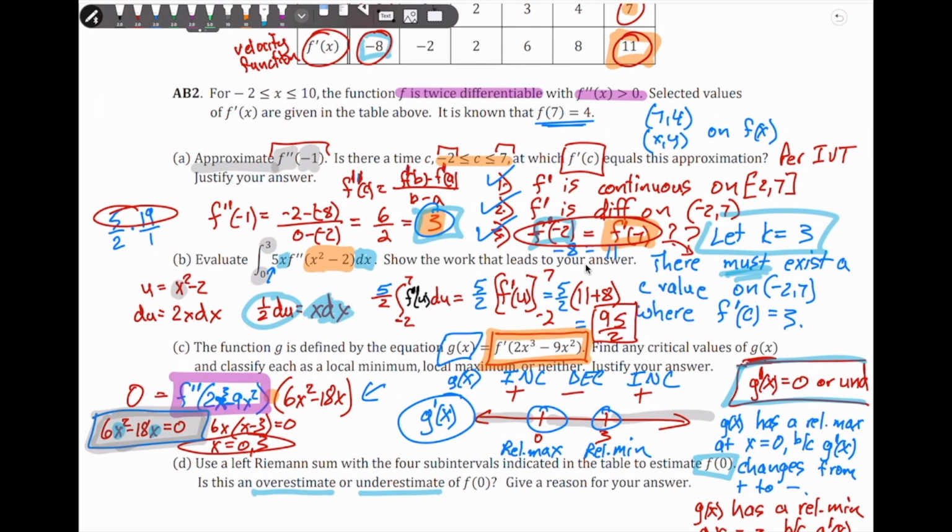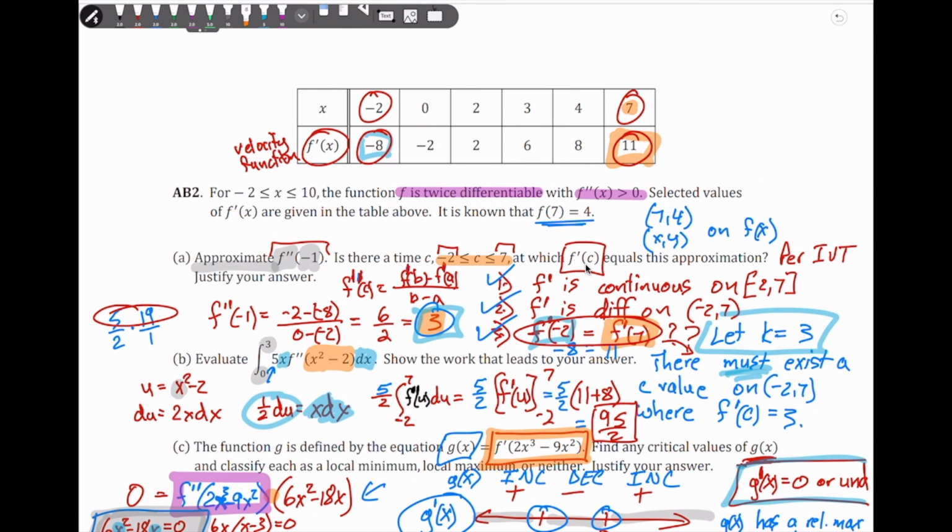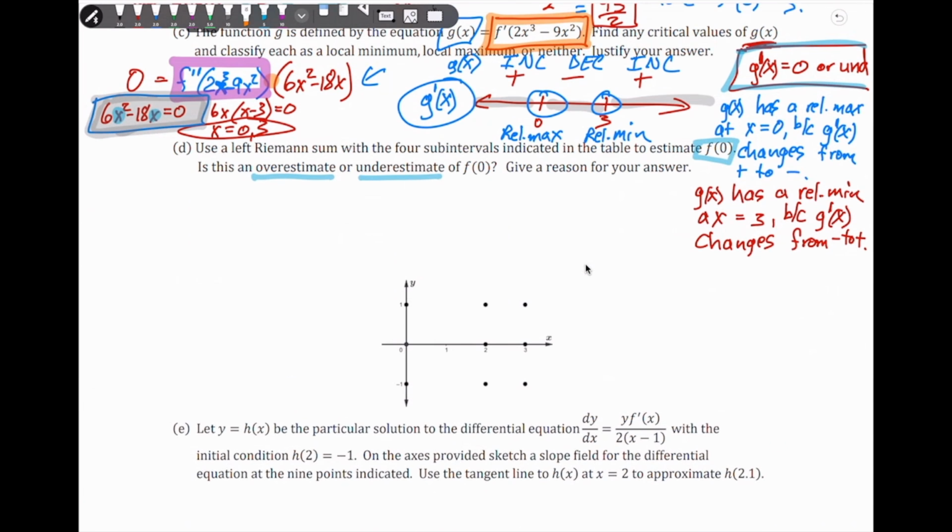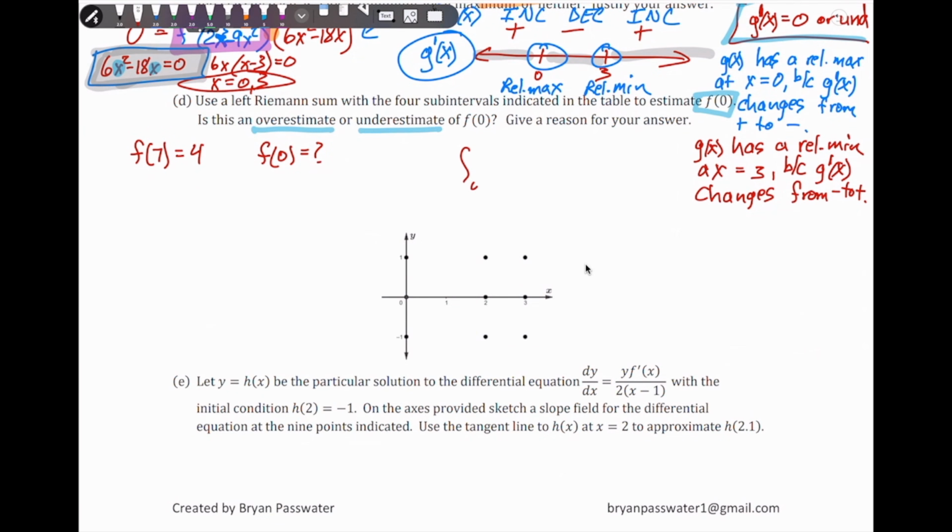Okay, so let's go back to our problem that was given, and we're going to concentrate on the given y value that f of 7 was known to be equal to 4. So we have f of 7 is 4, and we want to know what f of 0 is. This definitely screams first fundamental theorem. If we want to know f of 0, we can set up an integral from 0 to 7 of f prime of x with respect to x, which equals f of 7 minus f of 0. This is just the first fundamental theorem.